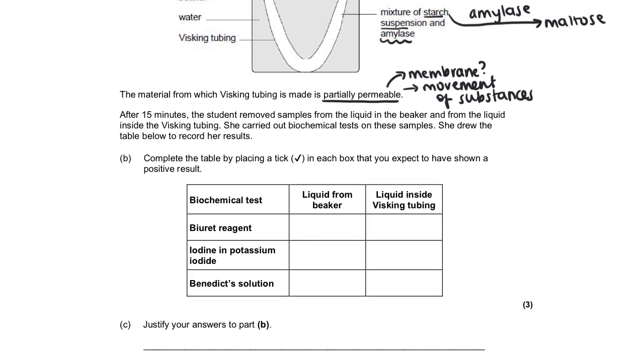Complete the table by putting a tick in each box that you would expect to have a positive result. Now we're going to do each column separately. So we're going to do the beaker and then the Visking tubing. Before we get to there though, we're just going to recap what these tests are for. So the biuret reagent is there for testing proteins. The iodine in potassium iodide is there to test for starch. And the Benedict's solution is there for reducing sugars.